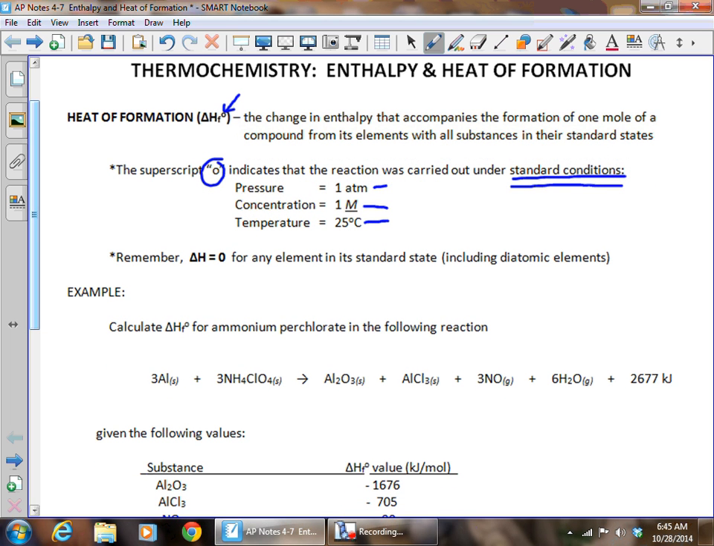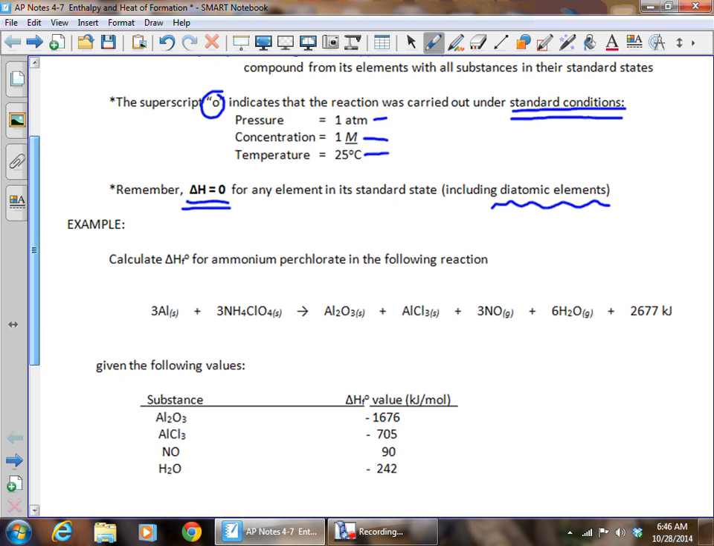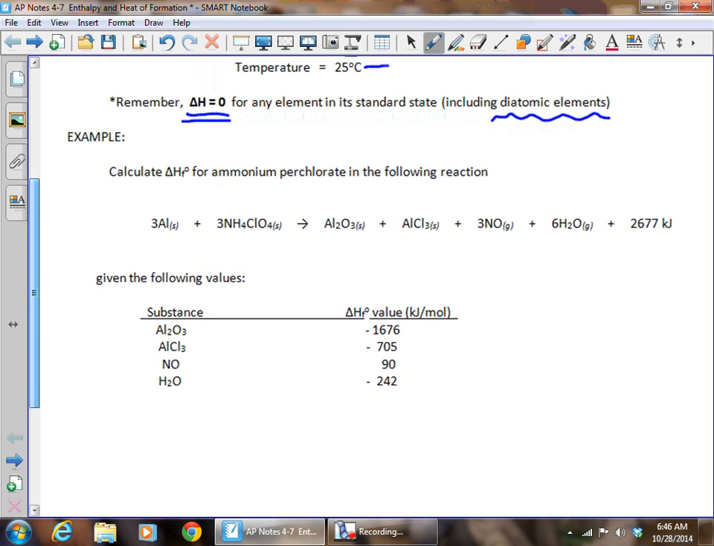So if they don't tell you the temperature and they're giving you table values for this, it's got to be at 25 degrees Celsius. Also remember, delta H for any element in its standard state, and remember that includes our diatomic elements as well, is 0. So don't forget about that because they won't give you that value. They'll expect you to know that.